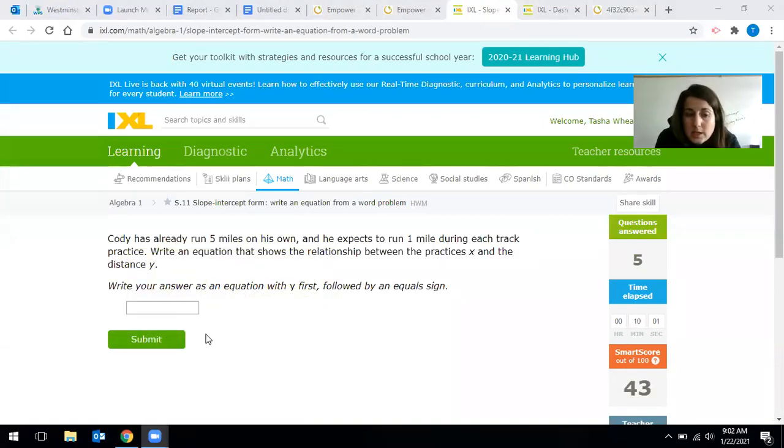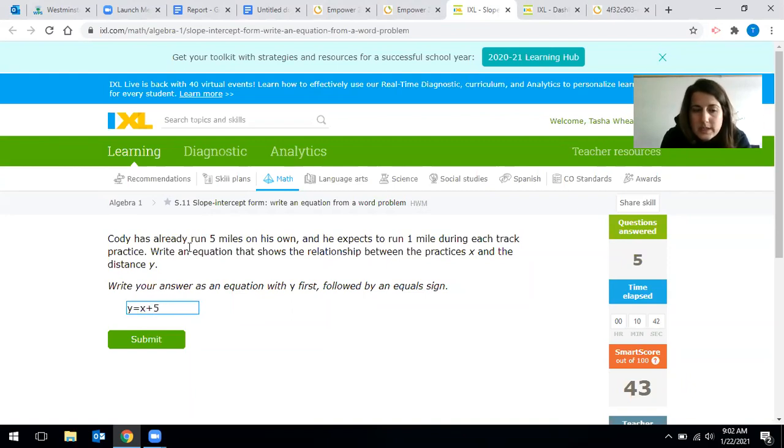If we look at this next example, so again, we know it's going to be in the form y equals mx plus b. Technically, it could also be y equals b plus mx, but b is always the starting value or your y-intercept. M is always going to be your slope. So Cody has already run 5 miles on his own, and he expects to run 1 mile during each track practice. So the starting amount would be 5 because he's already done that. And then the rate at which he's going to continue to run, that's your m value.